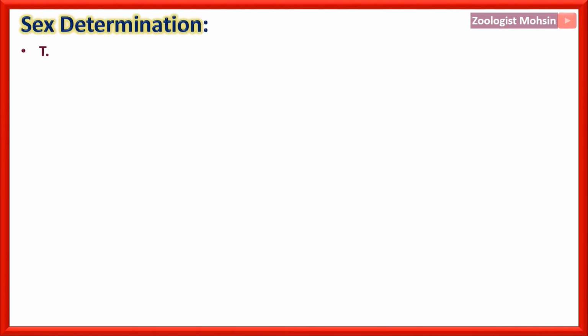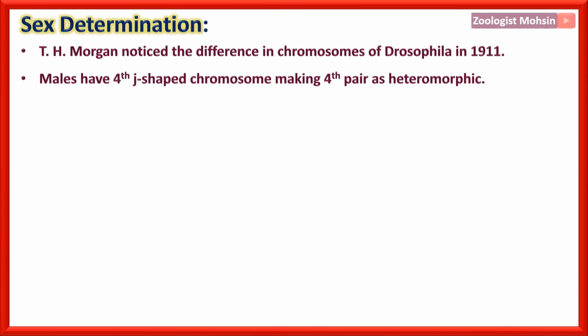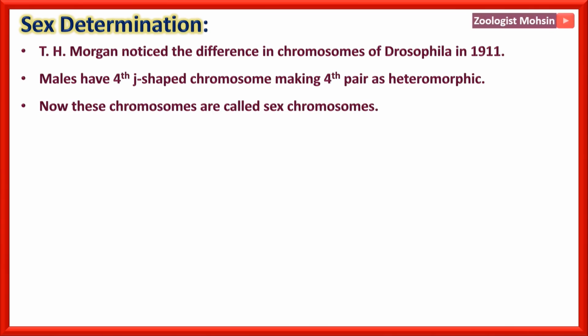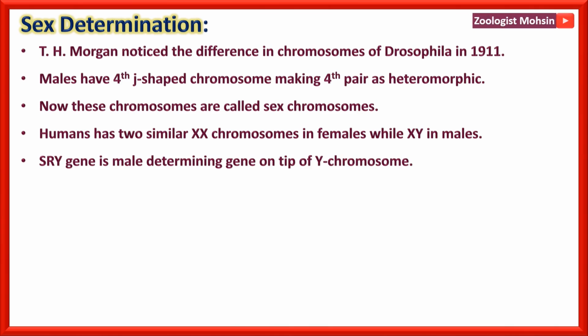Sex determination. T.H. Morgan noticed the difference in chromosomes of Drosophila in 1911. Males have a fourth J-shaped chromosome, making the fourth pair heteromorphic, or different looking. Now these chromosomes are called sex chromosomes. Humans have two similar XX chromosomes in females while XY in males. The SRY gene is the male determining gene on the tip of the Y chromosome.